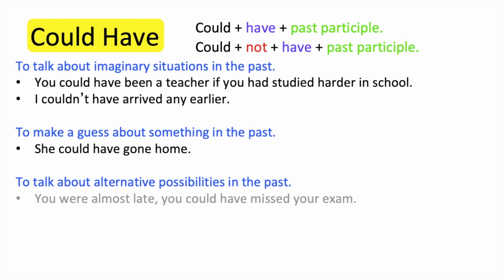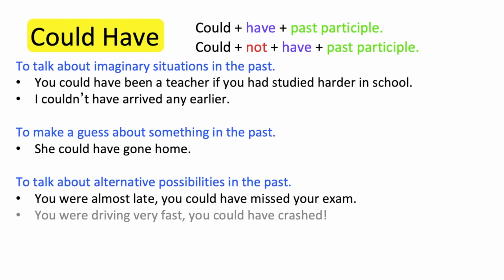For example, you were almost late. You could have missed your exam. Another example is, you were driving very fast. You could have crashed. Here I'm saying it was possible for you to crash because you were driving your car very fast. So, this is an alternative possibility. It could have possibly happened.